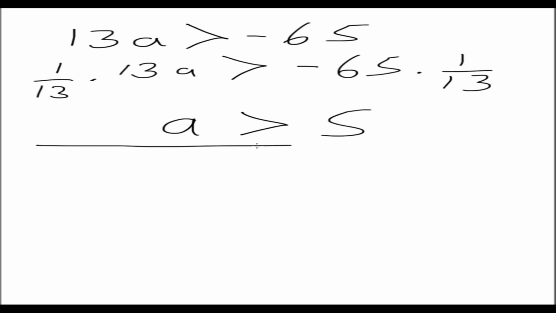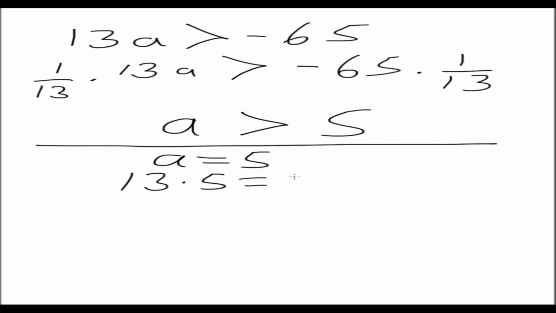We want to check it real quick. What's our boundary point? Our boundary point is 5. So if a equals 5, does it make it true that it's going to equal -65? So 13 times 5, does it equal -65? And it doesn't, because that's a positive. What did I do wrong? Oh, right there, I dropped my negative sign.